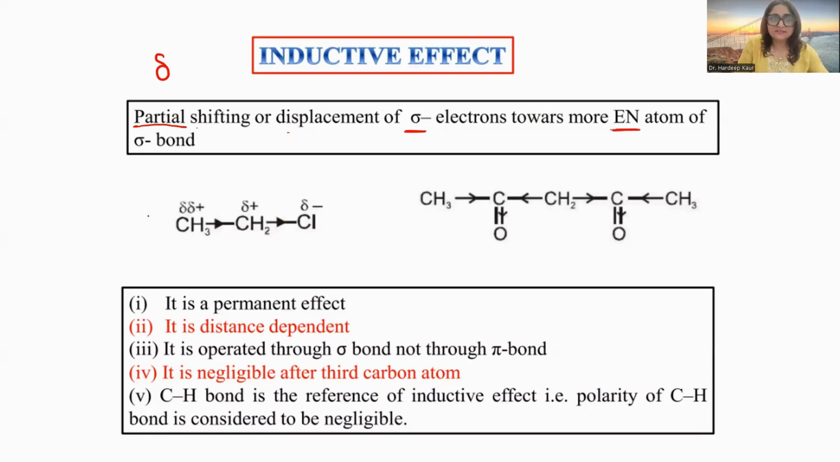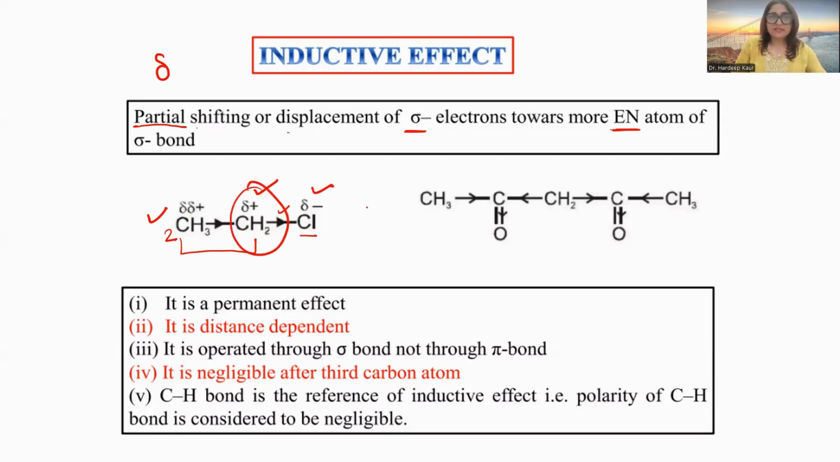If I take this example, where chlorine is attached to this carbon chain, this chlorine is more electronegative than this carbon. So it attracts its shared electrons towards itself, generating a partial charge, that is delta charge. So there is delta plus. That means it also attracts the electron from the second carbon, but lesser. But the effect of this electronegative atom is more on this carbon.